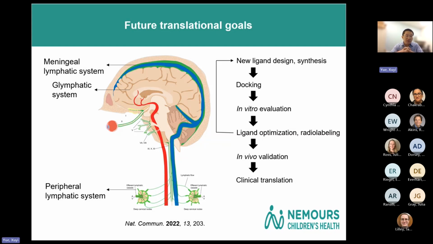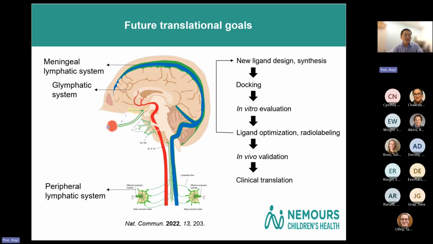For future translation, as I mentioned, hopefully we can use a tracer to look at the whole brain lymphatic system. This cartoon shows a clearer picture of the lymphatic system in the brain, or meningeal lymphatic system. So we try to answer the question: what's the connection between the brain lymphatic system and the peripheral lymphatic system? Because waste clearance is debatable. Some people say clearance is through the peripheral lymphatic system, but some studies show that maybe clearance is through the eye, even through the nose.